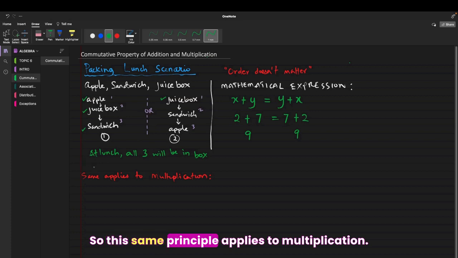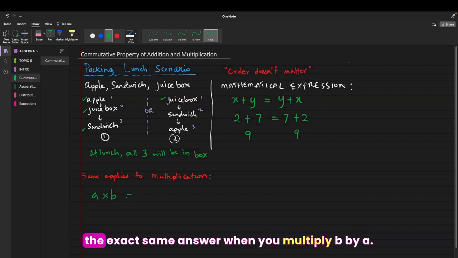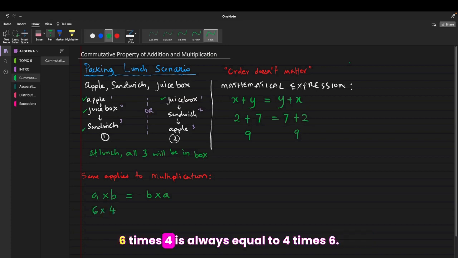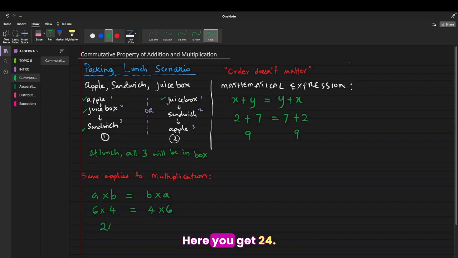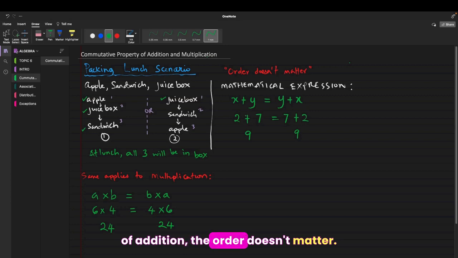So this same principle applies to multiplication. In other words, if you multiply a by b, you get the exact same answer when you multiply b by a. So to use some numbers to express this, we say 6 times 4 is always equal to 4 times 6. The order does not matter. Here you get 24. Here you also get 24 as the result. So always remember, for the commutative property of addition and multiplication, the order doesn't matter.